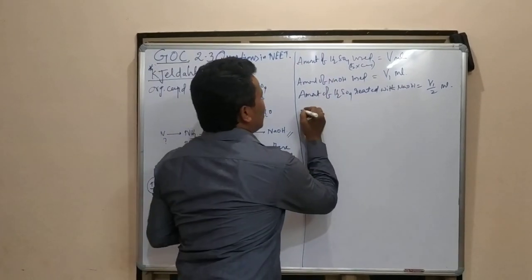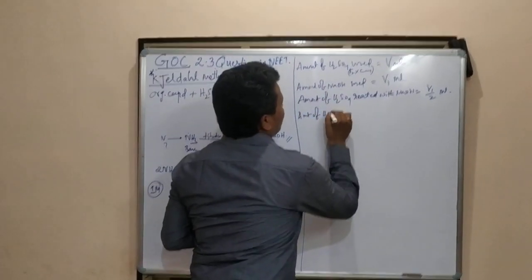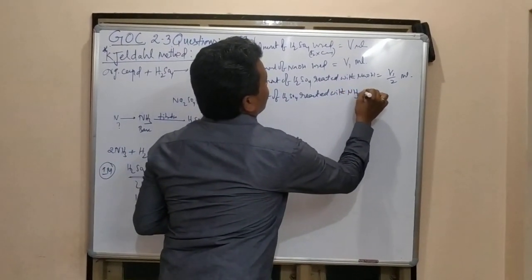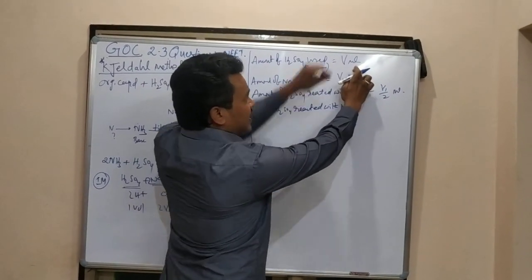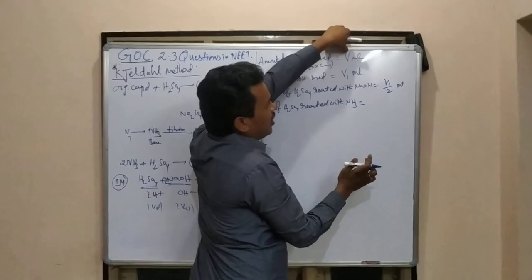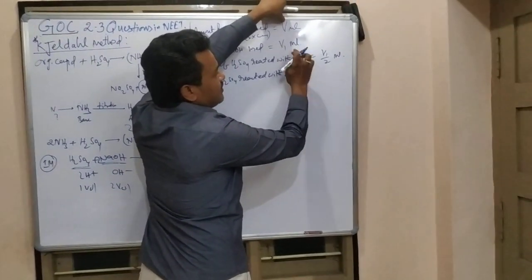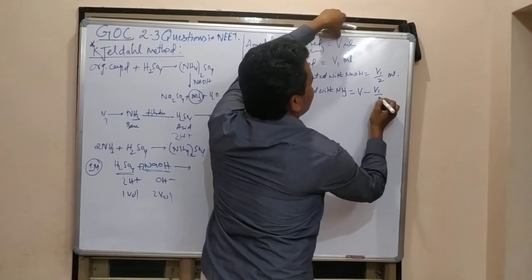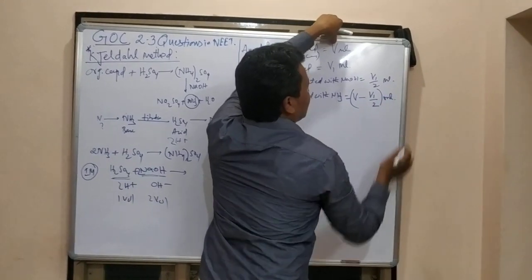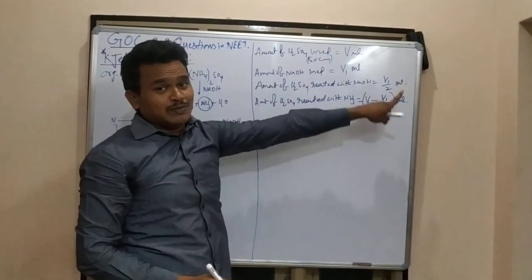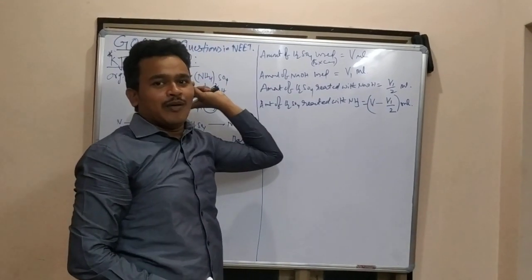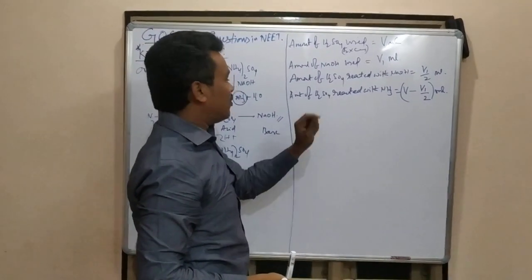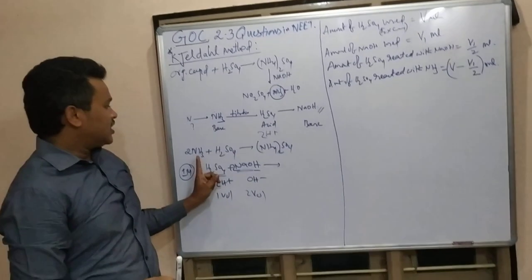And based on that, the amount of H2SO4 reacted with ammonia: this much H2SO4 you are using in this V mL. How much? V1 by 2 of H2SO4 reacted with the sodium hydroxide. How much remaining? V minus V1 by 2 mL. What is that? This much mL reacted with ammonia. So this much H2SO4 I use to react with ammonia.